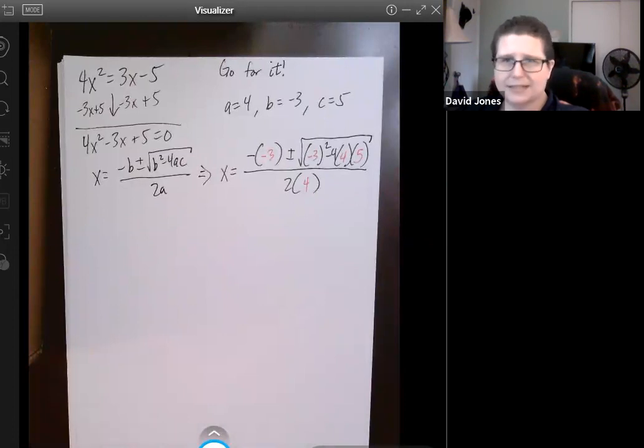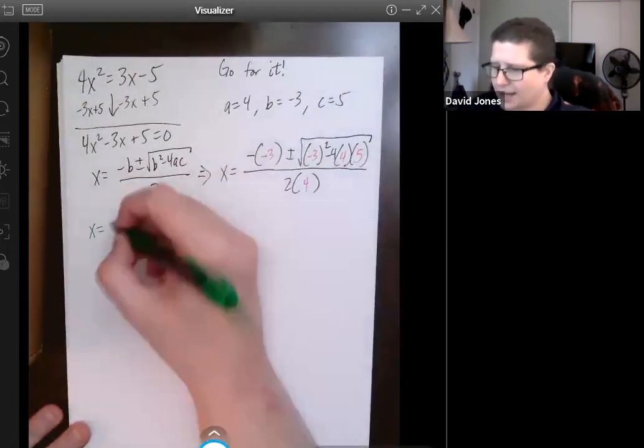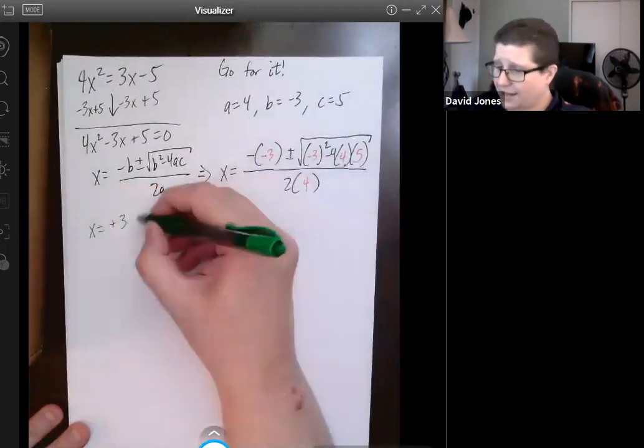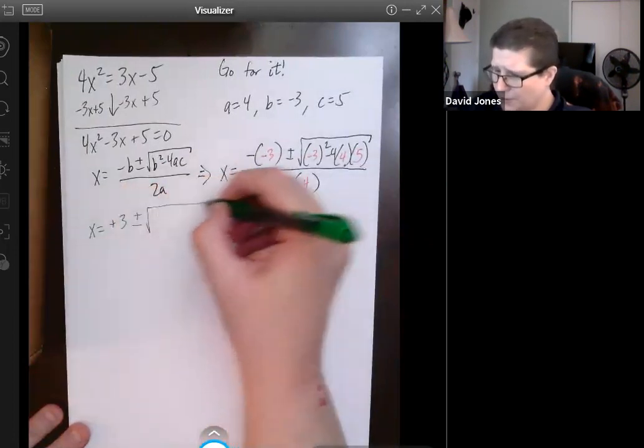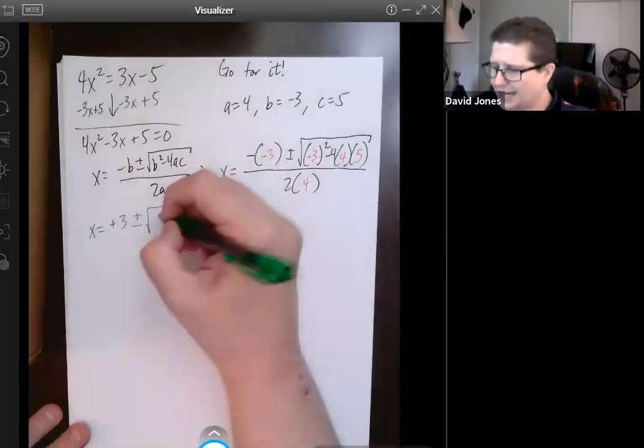Plugging stuff in is not the hard part. If you memorize the formula, it's not hard. It's easy to mess up though. Negative and negative make it a +3. Then I have plus or minus the square root. -3 squared is +9.